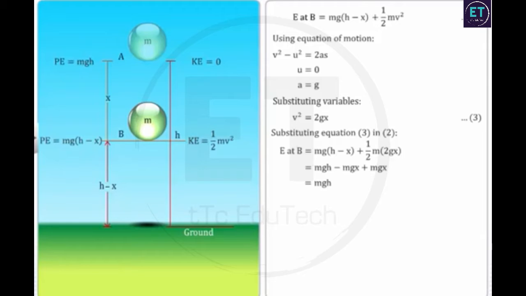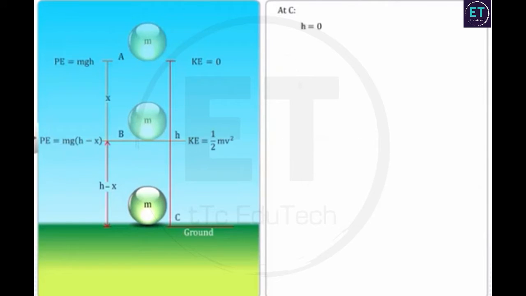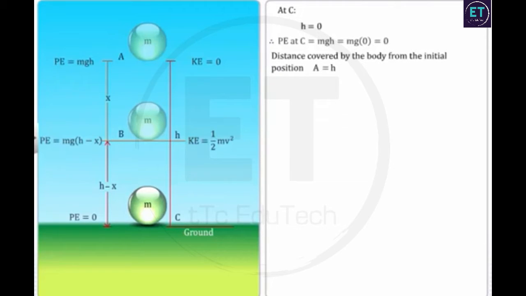Thus, the total energy at B is again equal to the total energy at A. Let this denote equation 4. When the body reaches the ground at point C, the potential energy is 0, since the height of this body from the ground is 0. At this point, the body has covered a distance h from its initial position A.